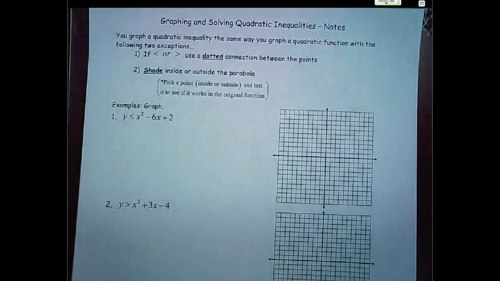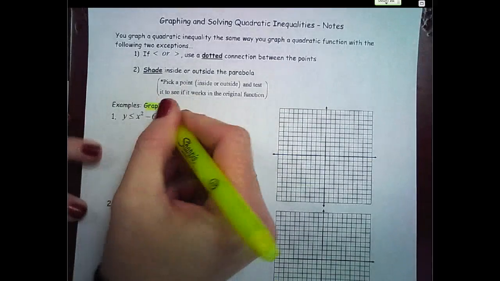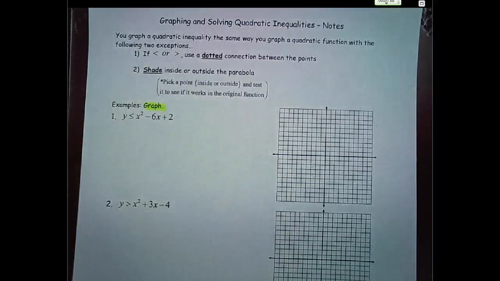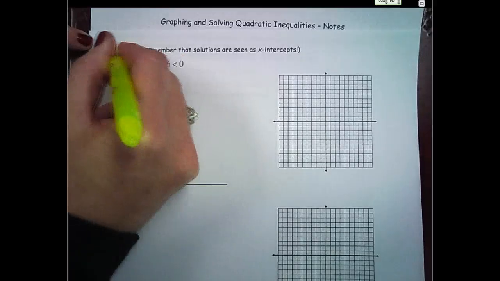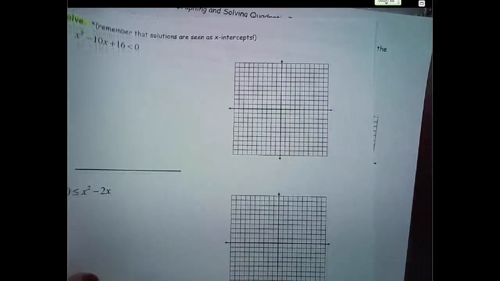All right, so we're going to talk about graphing quadratic inequalities today. On your notes, numbers 1 through 3, the directions actually just say to graph. It's a little different, they're actually a little easier. And the directions on 4 through 6 say to solve. So the first 3, we're just going to get used to graphing, and then the last 3 we'll solve.